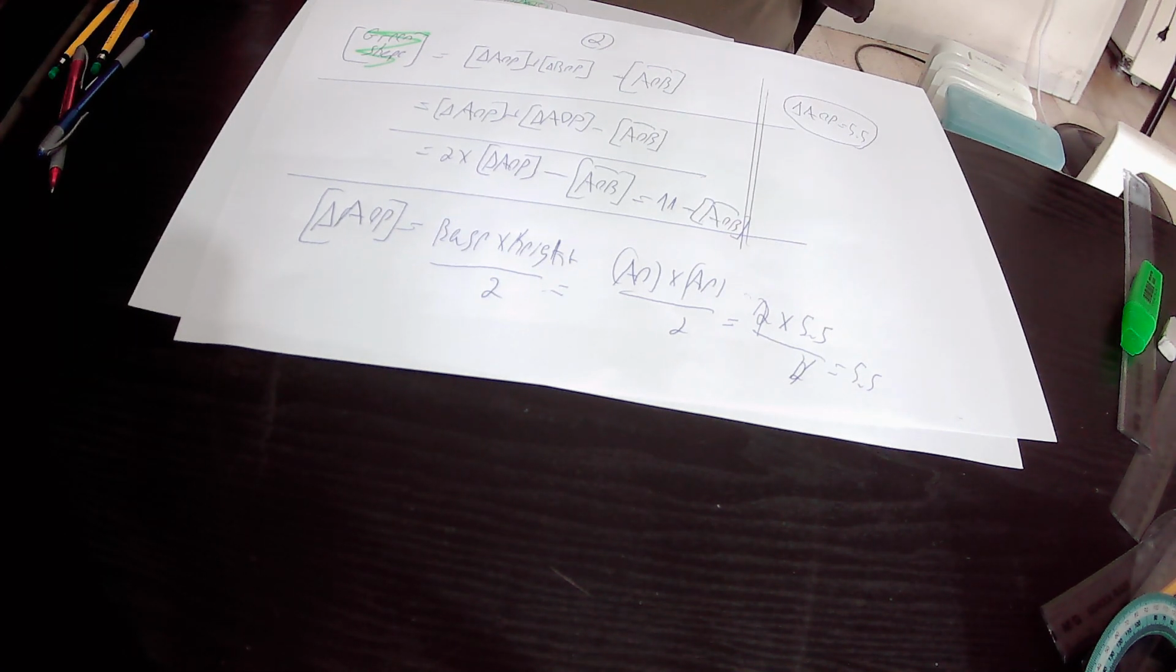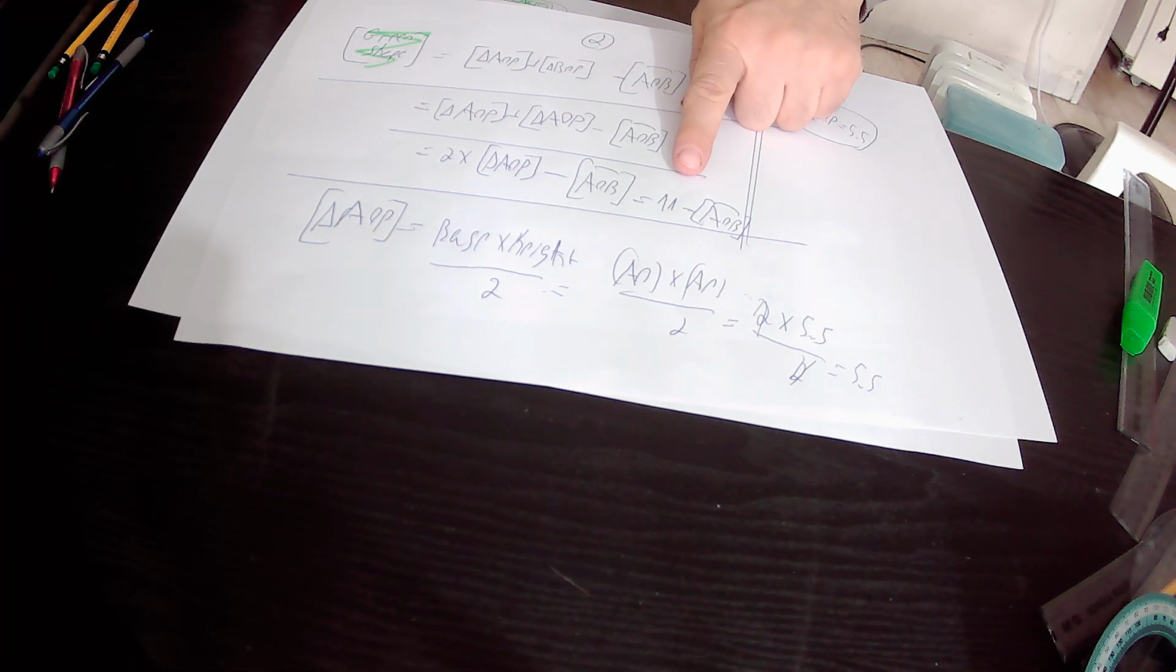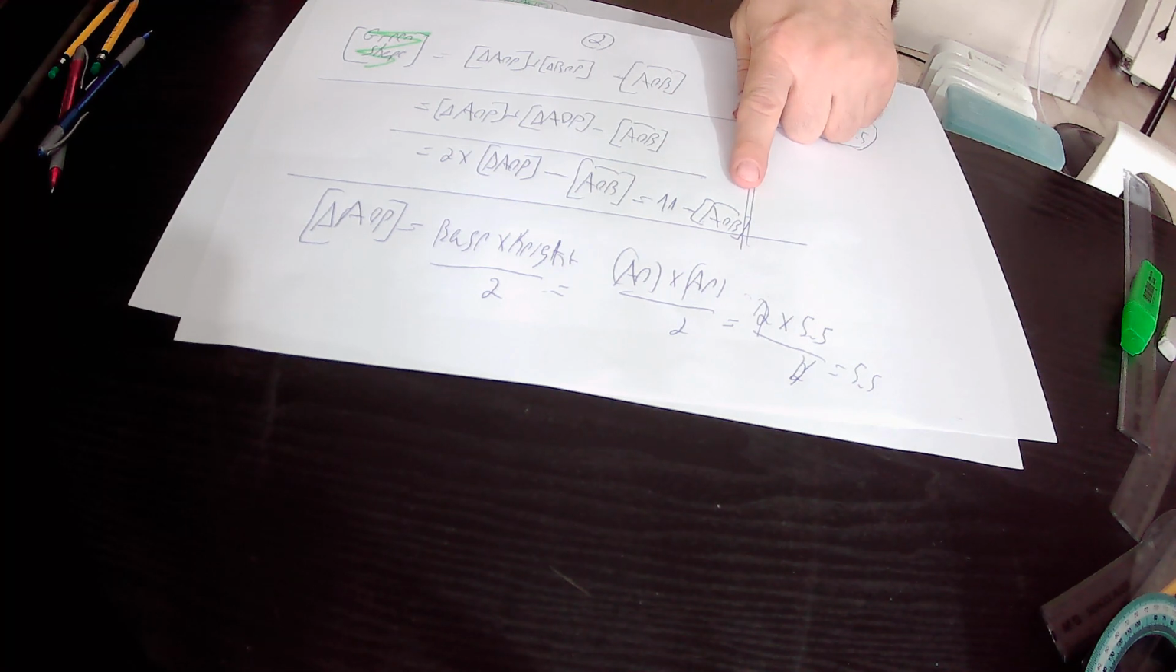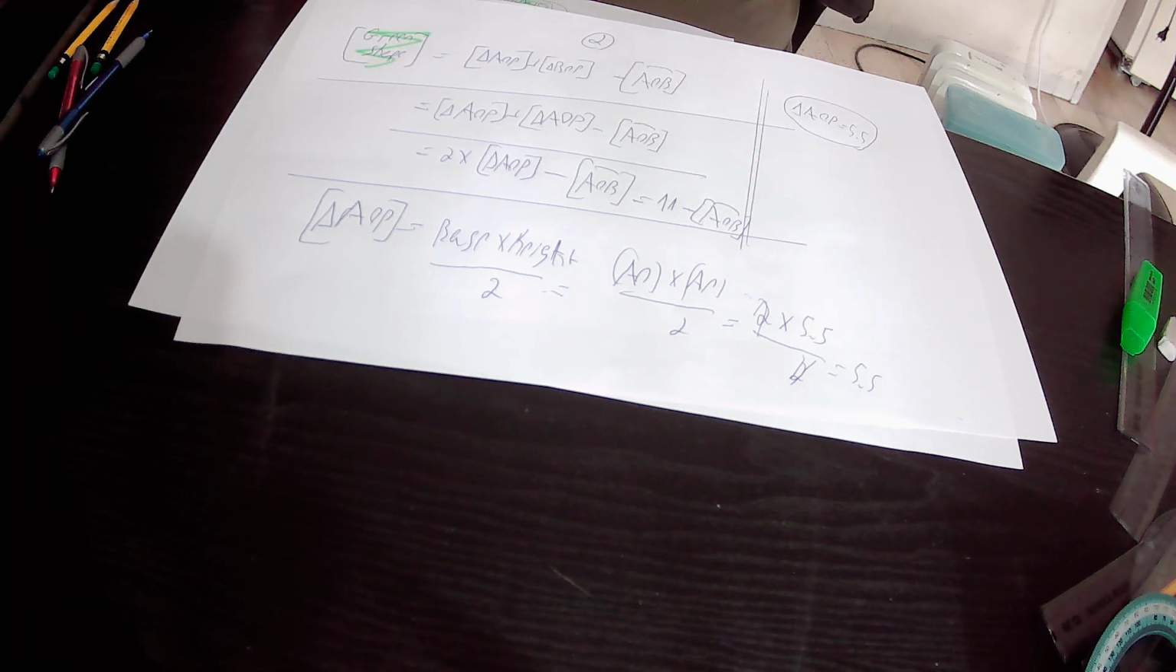And we have actually found out that the area of the green shape in total equals 2 times the area of the right upper triangle AOP minus the area of sector AOB. The area of the right upper triangle AOP is 5.5 square units, so 2 times 5.5 is 11. So in total the area of the green shape equals 11 minus the area of sector AOB. Now we have to find the area of sector AOB, and in this way we find the area of the green shape.